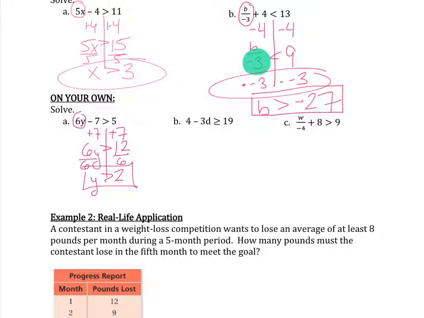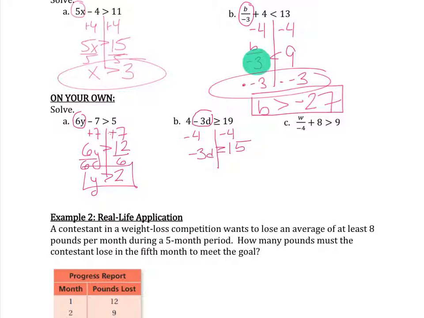Okay, for part B, we got 4 minus 3d is greater than or equal to 19. So be careful, make sure you attach that subtraction with the 3d. So the first thing that we're doing is getting rid of that positive 4. So we're going to subtract 4 from both sides. So we end up with negative 3d is greater than or equal to 15.